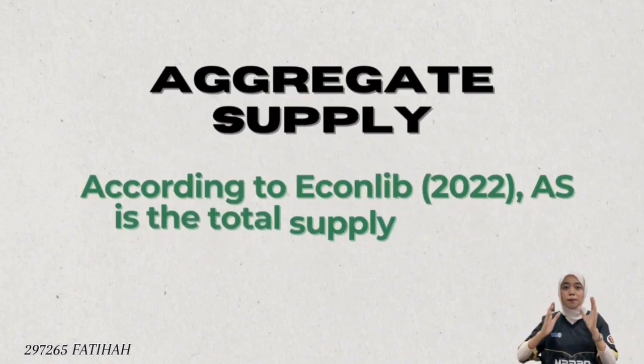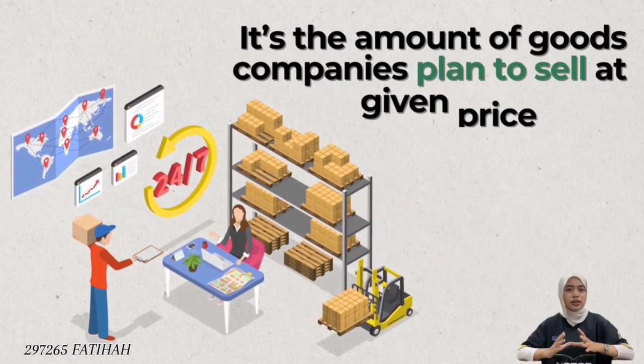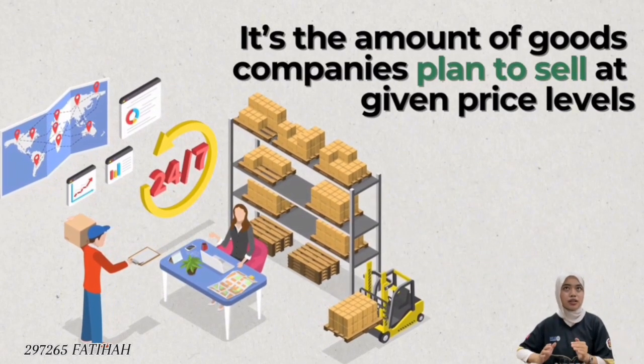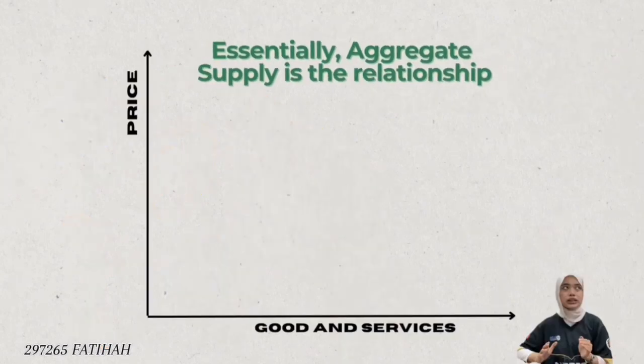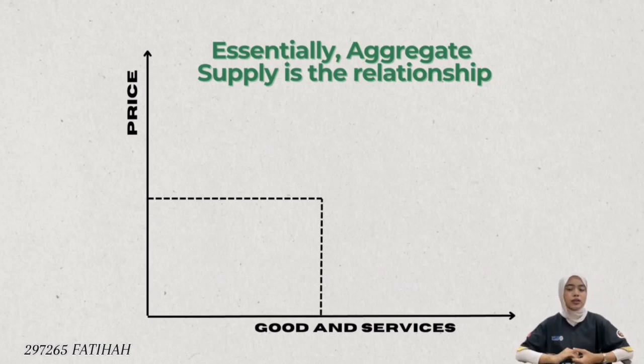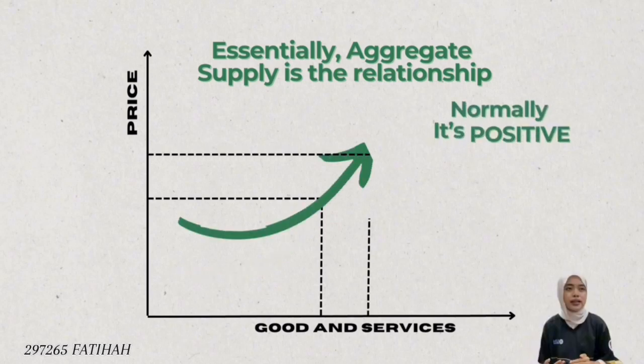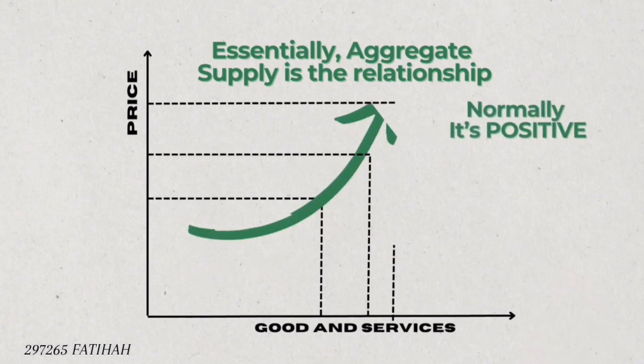Aggregate supply is the total supply of goods and services an economy produces in a given time period. It's the amount of goods companies plan to sell at given price levels. Essentially, aggregate supply is the relationship between price levels and the amount of goods and services an economy produces. The aggregate supply curve on a chart shows this relationship. Normally, it's positive. As price goes up, production goes up.